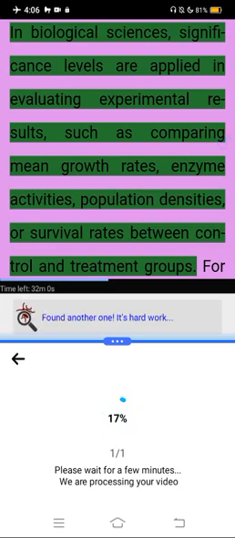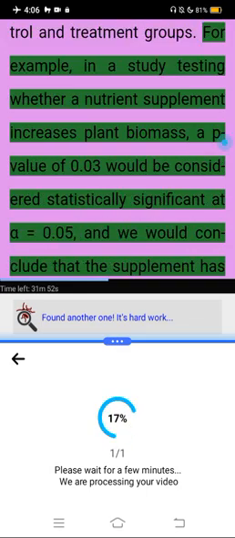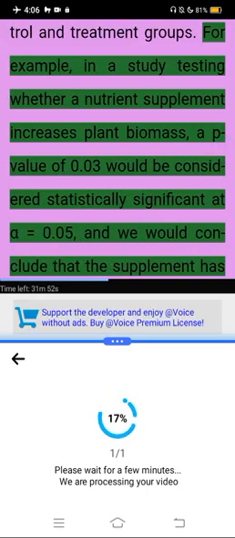In biological sciences, significance levels are applied in evaluating experimental results, such as comparing mean growth rates, enzyme activities, population densities, or survival rates between control and treatment groups. For example, in a study testing whether a nutrient supplement increases plant biomass, a p-value of 0.03 would be considered statistically significant at alpha equals 0.05, and we would conclude that the supplement has a real effect on growth.